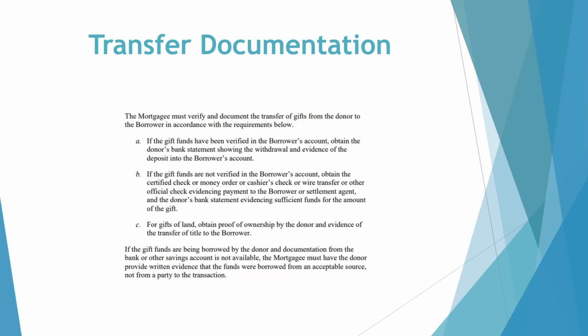For the gifts of land, obtain proof of ownership by the donor and evidence of the transfer of title to the borrower. If the gift funds are being borrowed by the donor and documentation from the bank or other savings account is not available, the mortgagee must have the donor provide written evidence that the funds were borrowed from an acceptable source, not from a party to the transaction.